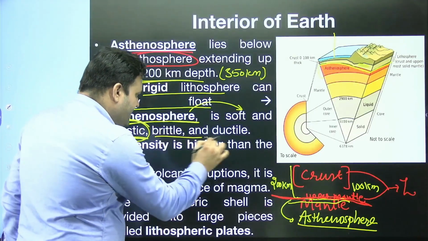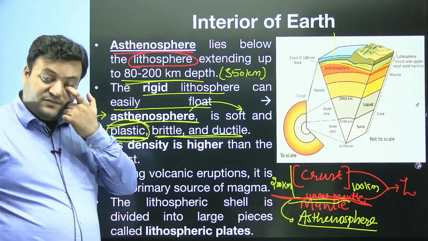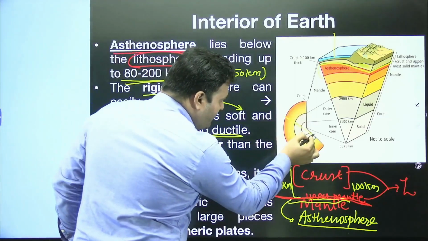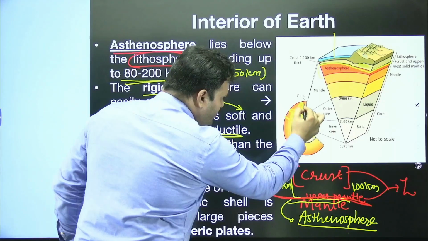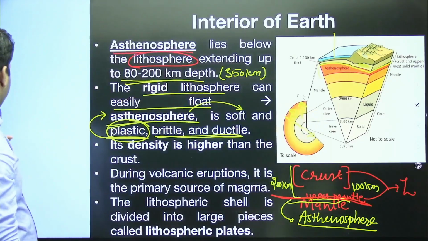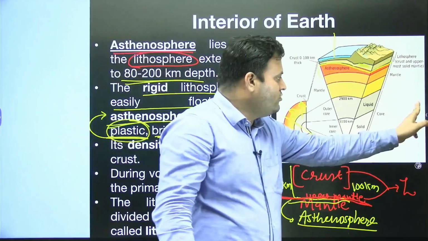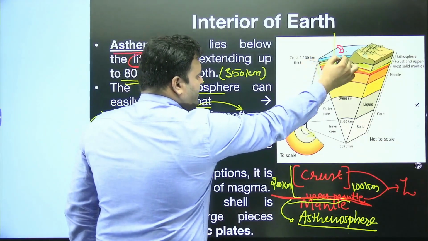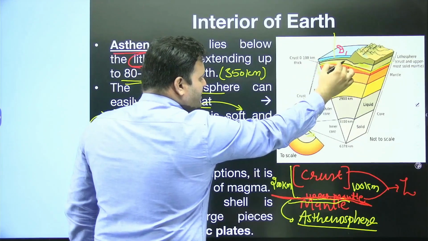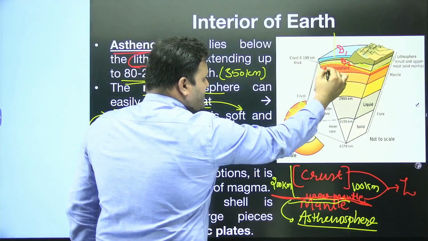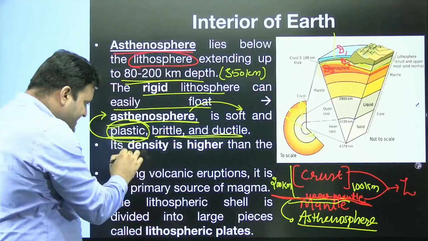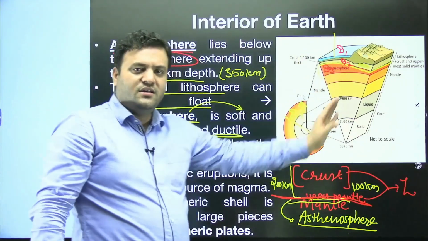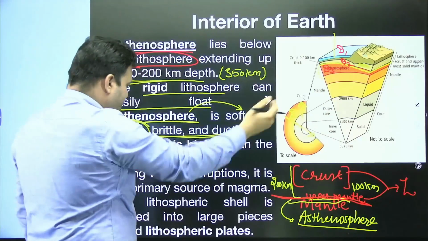It is brittle and ductile, and the pattern of density is simple. The pattern of density is what? When you are moving in this way, density is going to increase. So here we also have the same density pattern. Crust will have a density, then if I include the upper mantle, that will also have a density, and this asthenosphere will also have a density. So the density of the asthenosphere is higher than the crust, based on the same pattern, from the surface towards the interior parts.